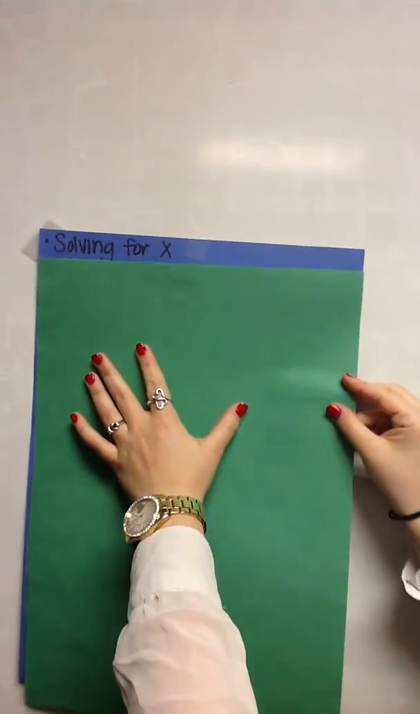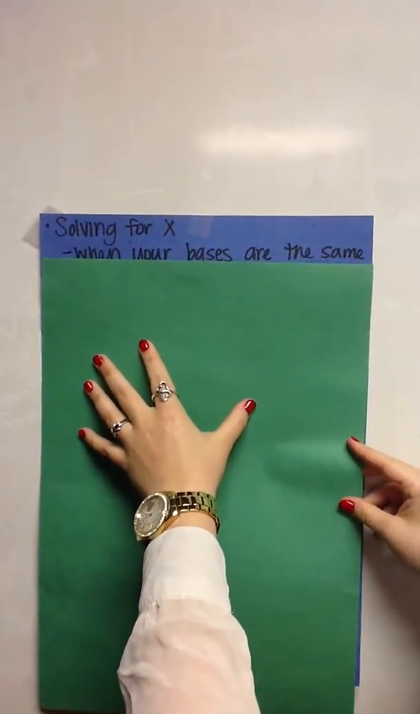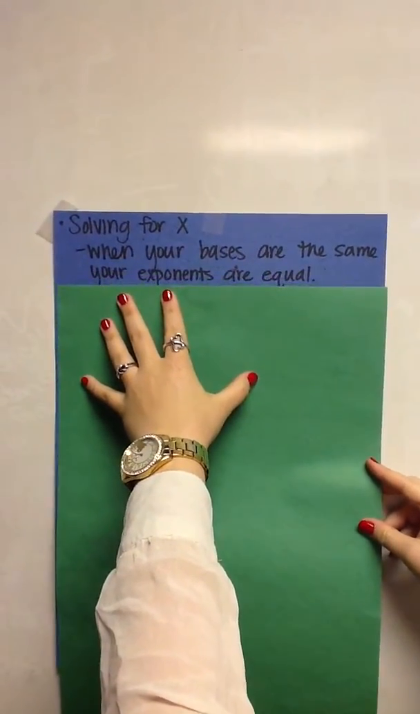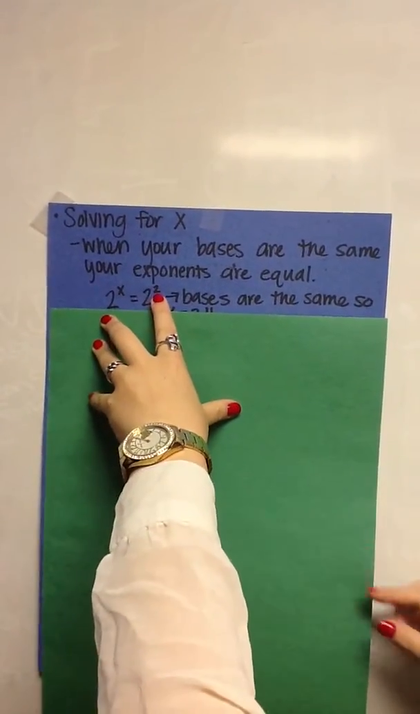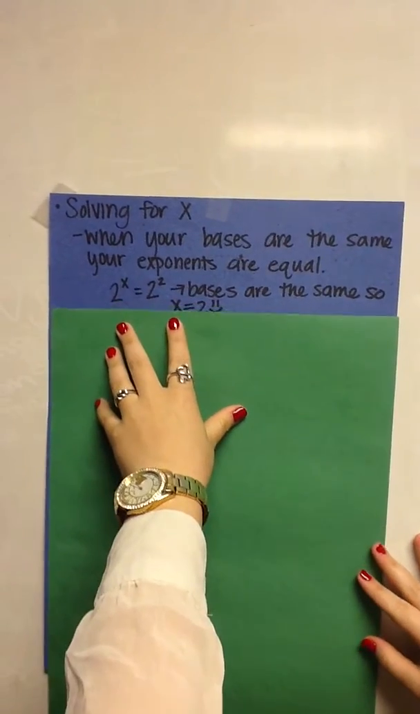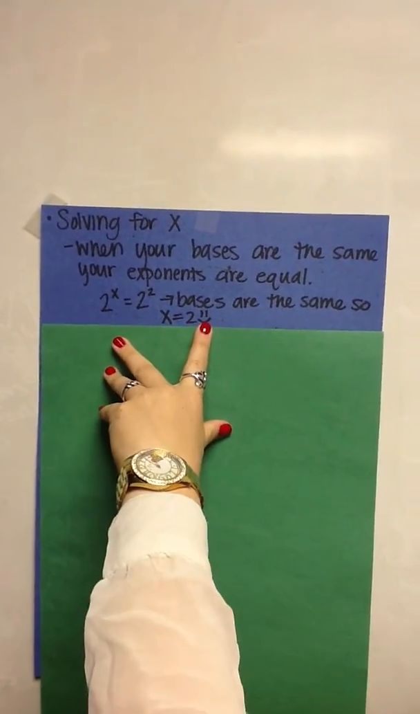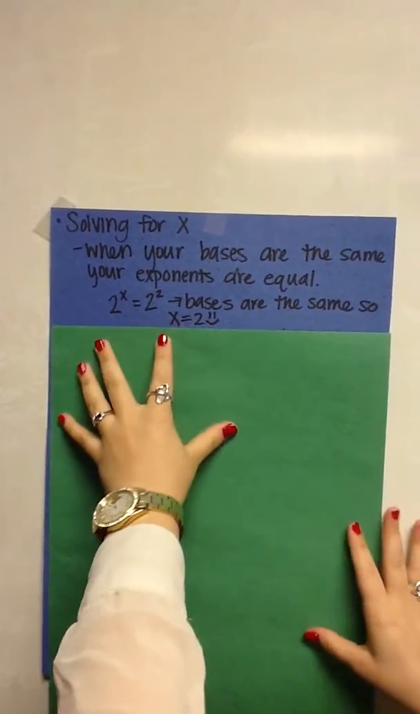Okay, solving for x. We're almost done. When your bases are the same, your exponents are equal. So if you have 2 to the x equals 2 to the 2, these bases are the same, so x is going to equal 2. And I put a smiley face there because it's super fun and easy.